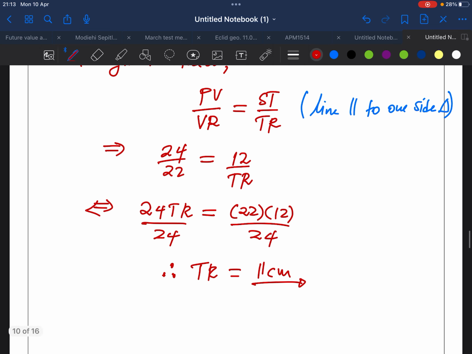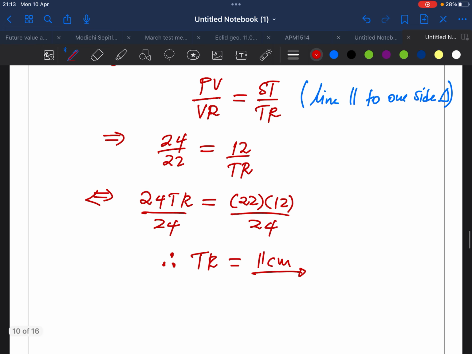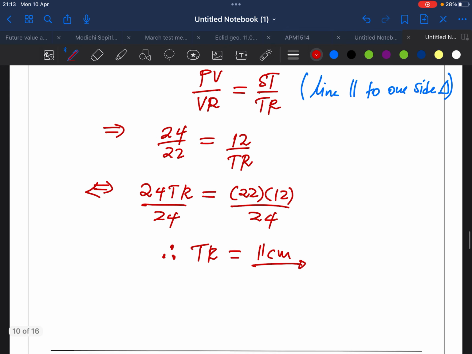So we have 11 centimeters there. Let me just confirm with my calculator. 22 times 12 divided by 24. Yes, I get 11. So we have 11 centimeters there.